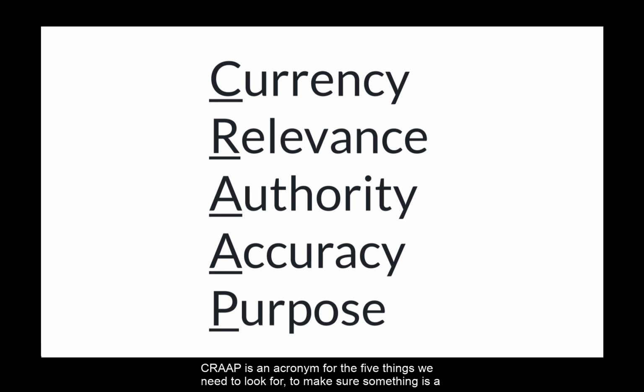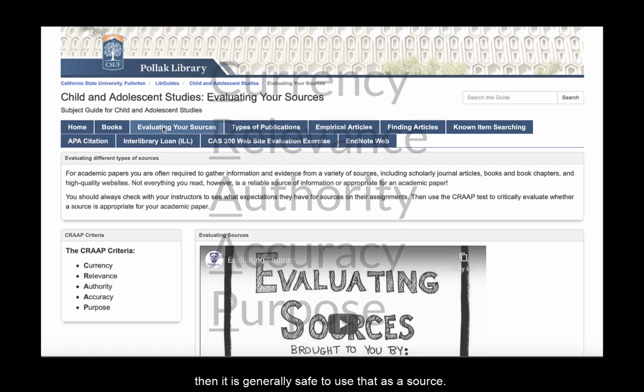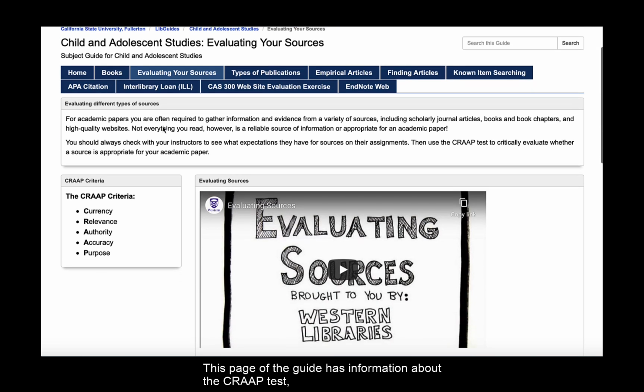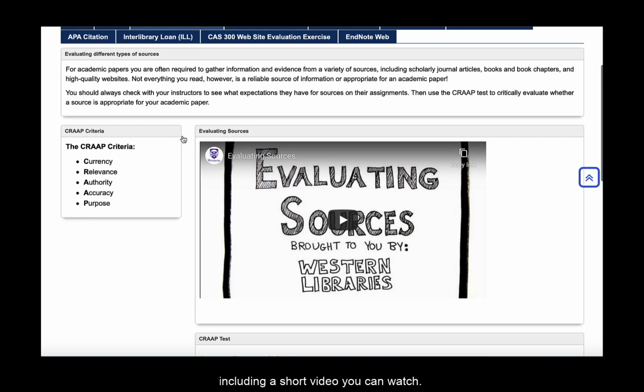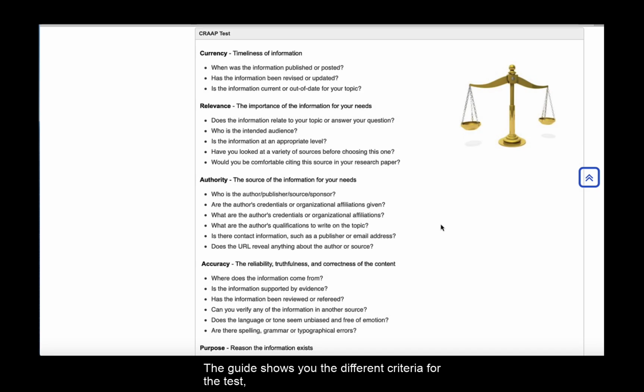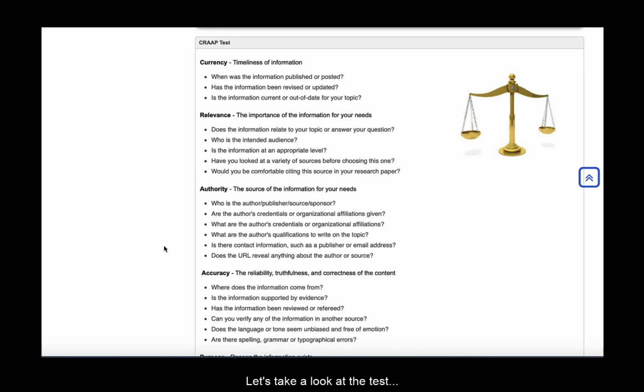CRAP is an acronym for the 5 things we need to look for to make sure something is a reliable source of information. If something passes the CRAP test, then it is generally safe to use that as a source. This page of the guide has information about the CRAP test, including a short video you can watch. The guide shows you the different criteria for the test, as well as some questions that you can ask yourself to help you decide whether or not a source you're looking at meets the criteria. Let's take a look at the test.